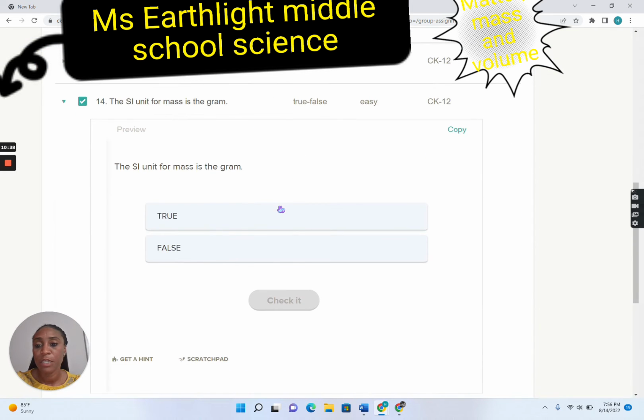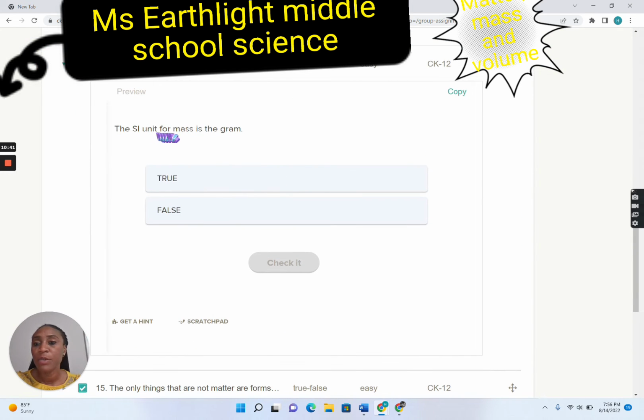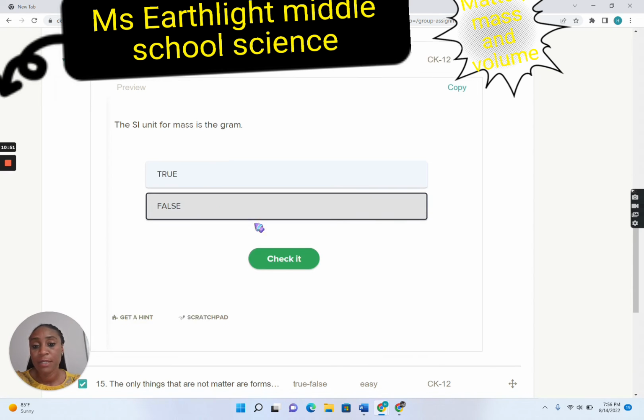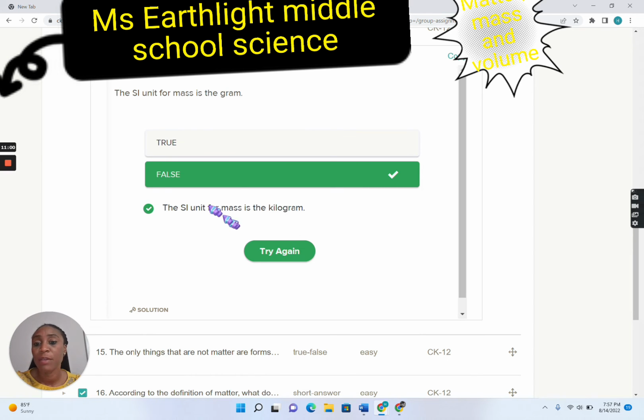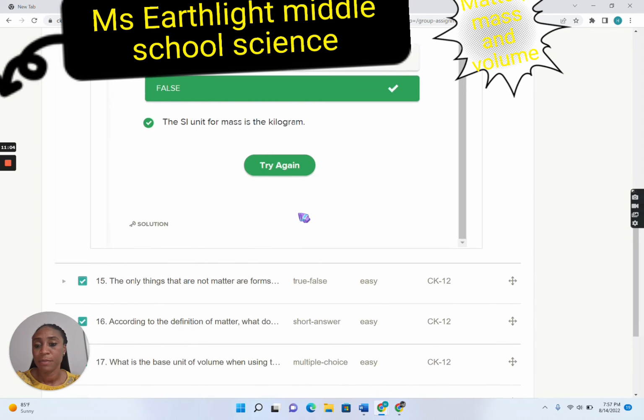Let's look at the next true or false, number 14. It says the SI unit for mass is the gram. What do you say? I say that it's false. The SI unit is kilograms. So let's check that. We know that sometimes mass is measured in grams, but the SI unit for mass is the kilogram. Good.